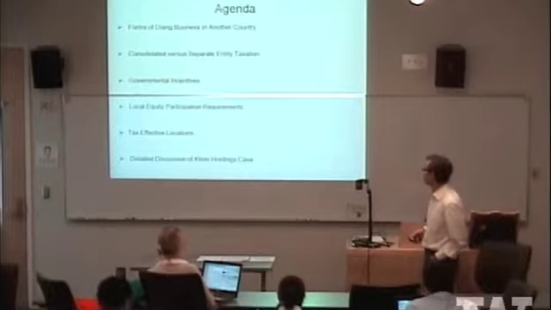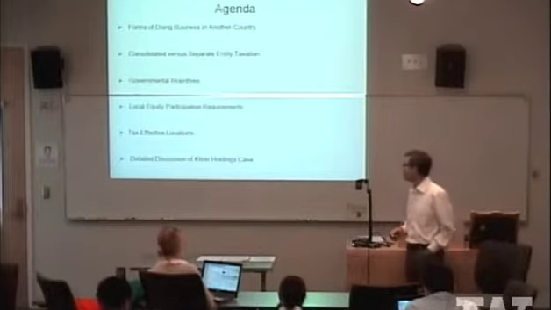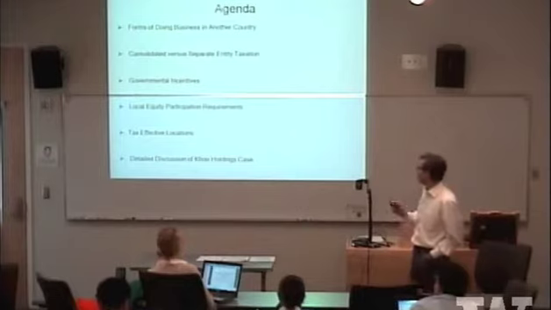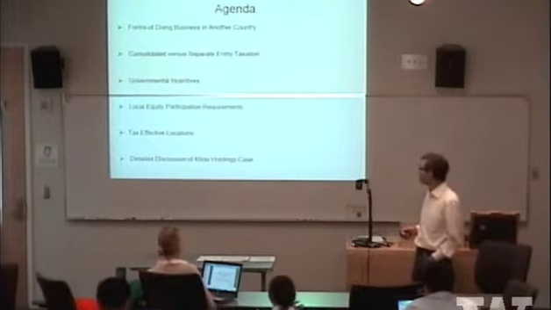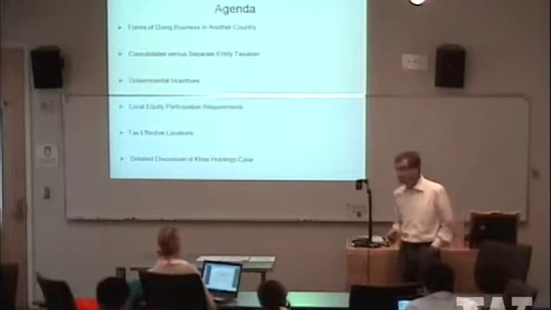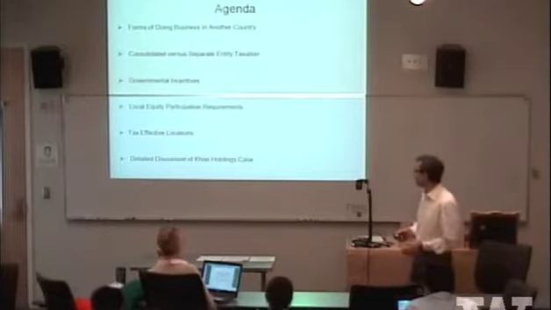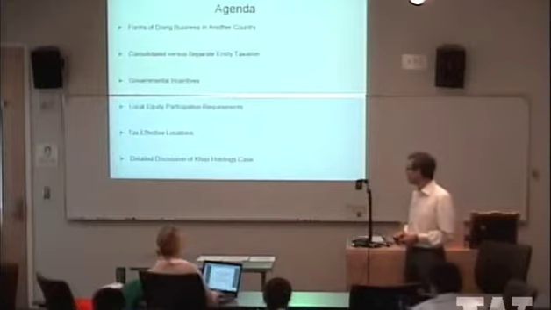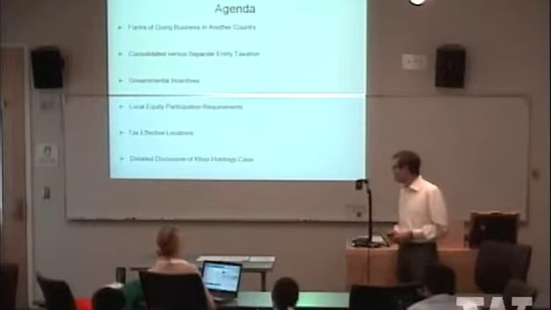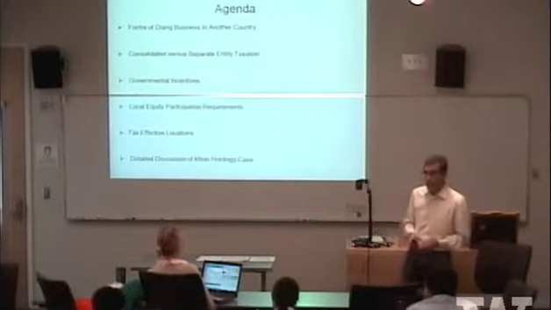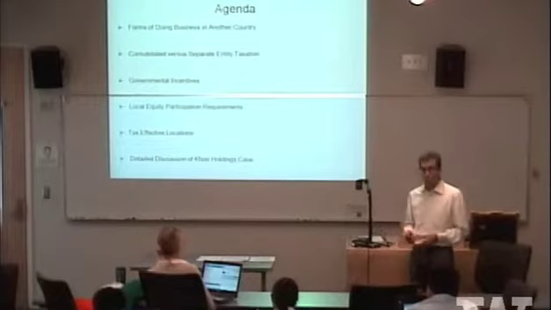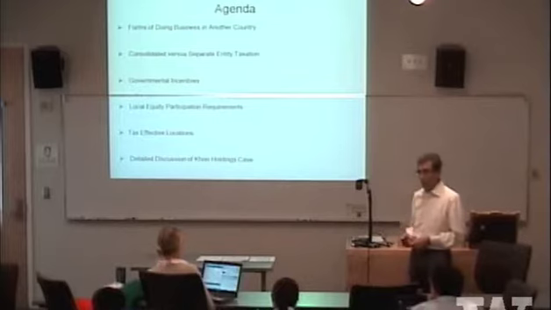Tonight we want to talk about a few things. Forms of doing business in another country, consolidated versus separate entity taxation, something about governmental incentives, local equity participation requirements, tax effective locations, and also we will talk about it at some point, the Khoo Holdings case, which we introduced last time.